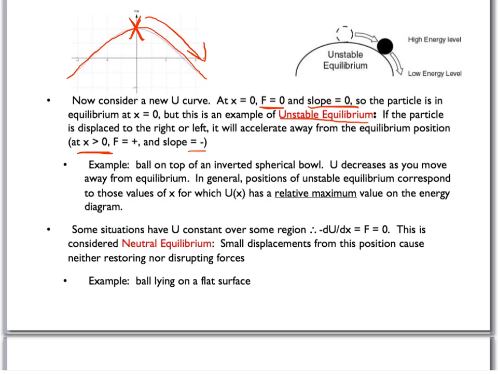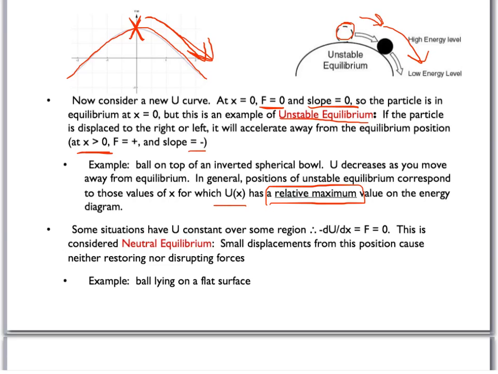And the object is not going to have a restoring force trying to bring it back to the equilibrium, but instead its potential energy is becoming less and less as it moves away, so it is not going to try to restore back to that initial position. This would be an example of a ball sitting on top of an inverted spherical bowl. As the ball is displaced to the right in this diagram, we see that it will just continue to accelerate away from the equilibrium position. For these unstable equilibrium positions, they will correspond to values of x where your potential energy function has a relative maximum value on the energy diagram.